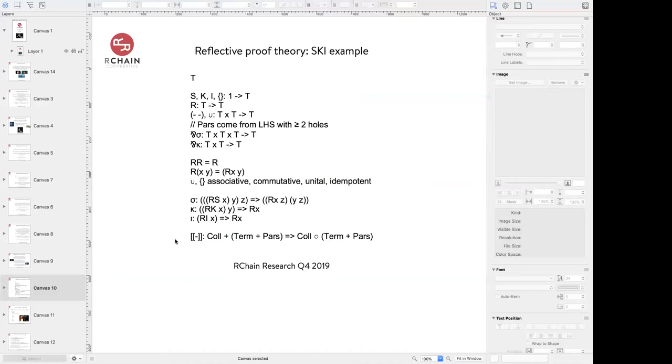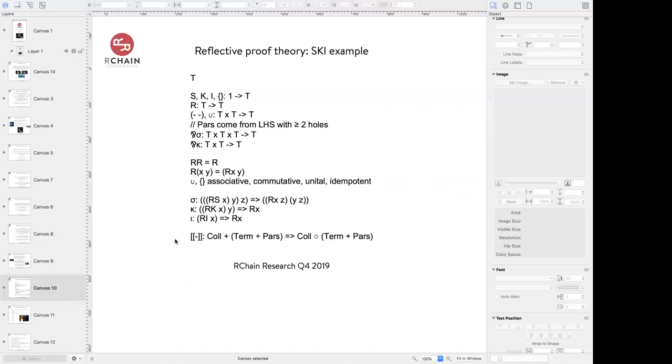We also have union, right? Because that's the collection constructor. Since T really represents collections of terms, you can always take two collections of terms and union them together and get another collection of terms. And then we enrich the theory with our pars.